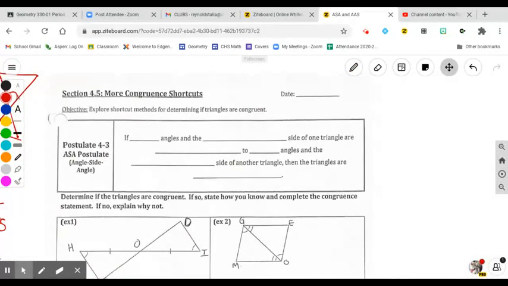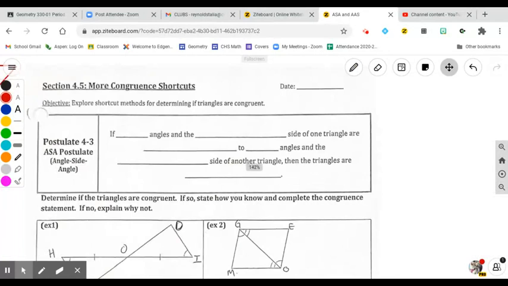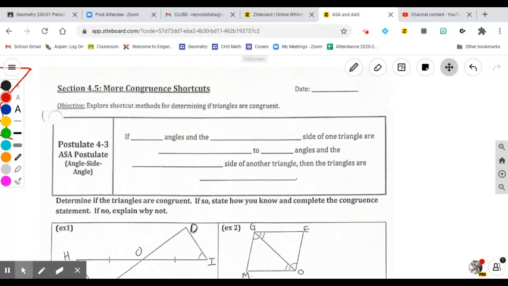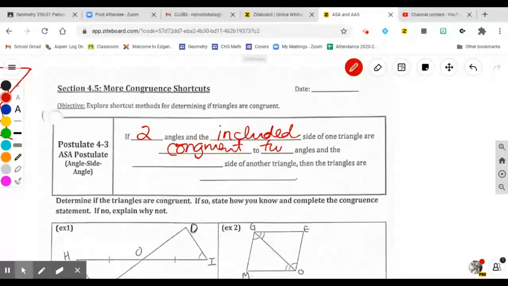Today, I'm going to come over to this. We're going to learn two more shortcuts that work that we can add on to that list. So the first one is called angle side angle, and it says if two angles and the included side, and I will remind you of what that means, just like an included angle, an included side of one triangle are congruent to two angles and the included side of another triangle, then the triangles are congruent.